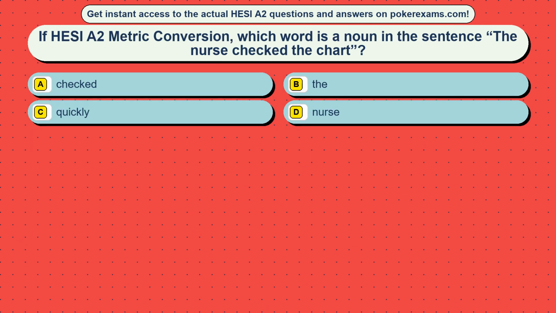Question 50. If HESI A2 metric conversion, which word is a noun in the sentence "The nurse checked the chart"? Option A, checked. Option B, the. Option C, quickly. Option D, nurse.